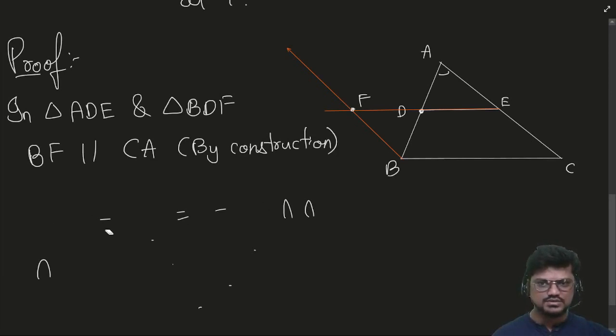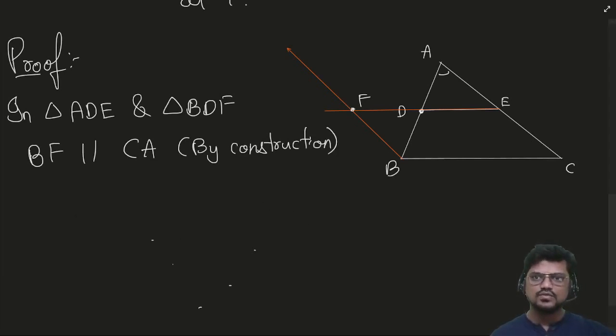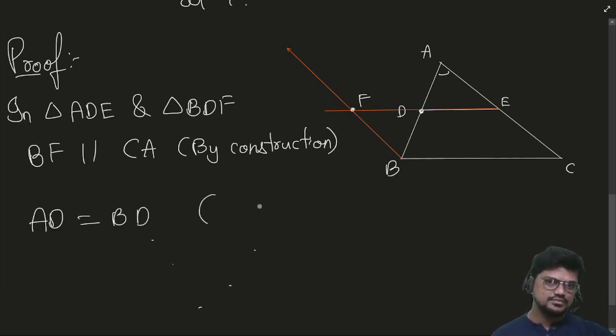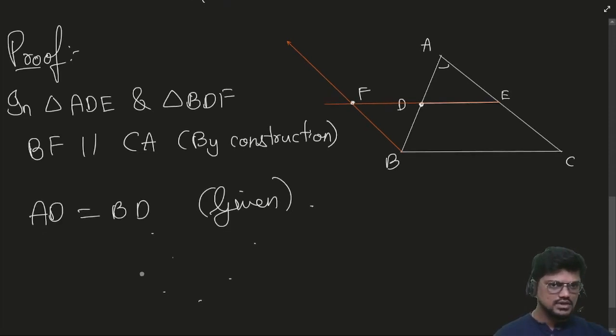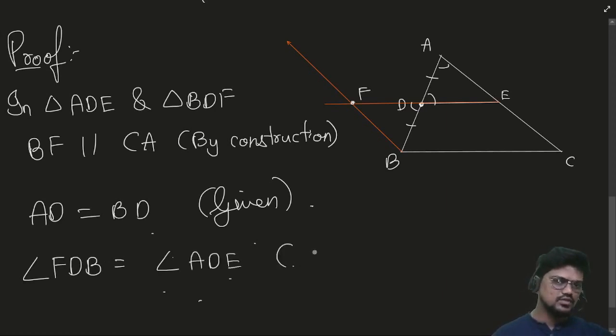Over here, instead of this, we'll be writing, we know that AD is equal to BD. This was given. AD equals BD, that this side is equal to this side. Also, this angle will be equal to this angle. So angle FDB is equal to angle ADE. That's vertically opposite angles.